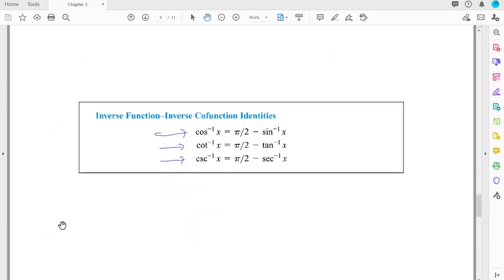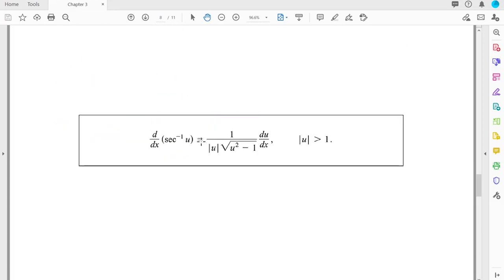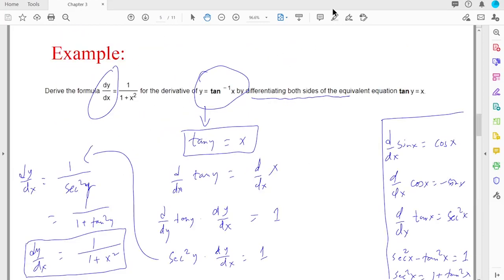The main idea is you have to understand these formulas, you have to know how to find them, and just follow the instructions and the explanation I gave you here.